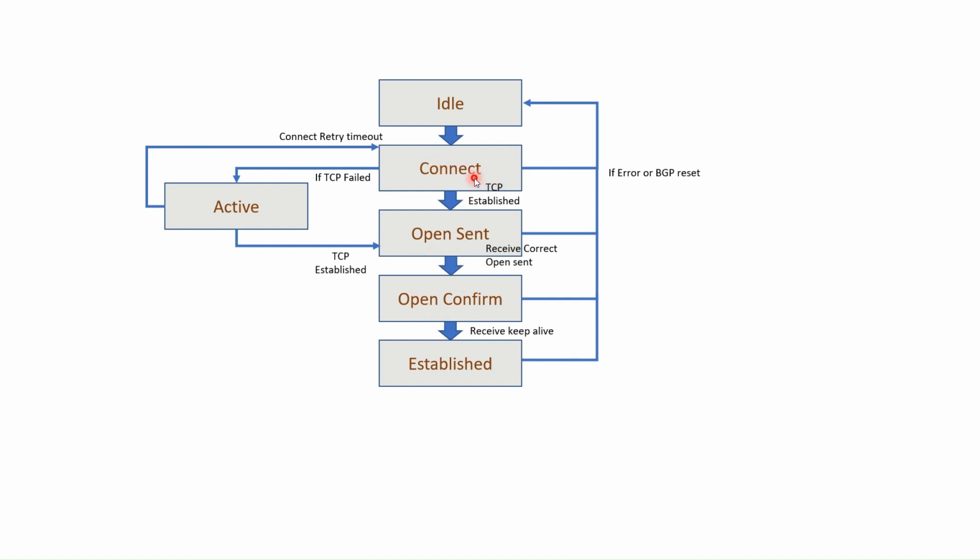If in the connect state the TCP connection fails, then it will jump to the active state. In the active state, it will try again to form the TCP connection. If it passes, then it will go to open sent. And if the retry timer expires in the active state, it will go back to the connect state, and there it will again start the TCP connection. So this process keeps going, and if any fatal error occurs, it will jump back to the idle state. If any fatal error occurs, it will send the notification message as well.